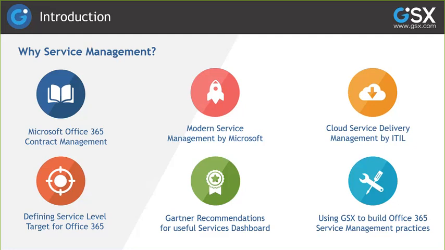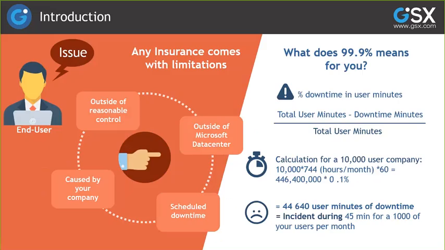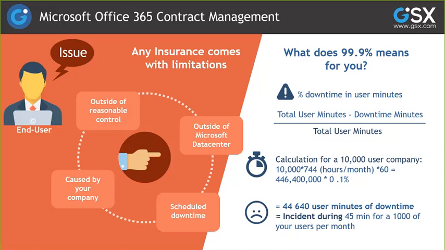So let's go on to our first topic, the Microsoft Office 365 contract management. Let's speak about the SLA, what's inside, and how to manage that. Contracting with Microsoft Office 365 offers you the best-in-class collaboration SaaS application. And that comes with several guarantees in terms of availability of the service from a Microsoft perspective. An SLA is a kind of insurance against service disruption. So the first thing with insurance that you have to wonder is, what are the limitations of your insurance?